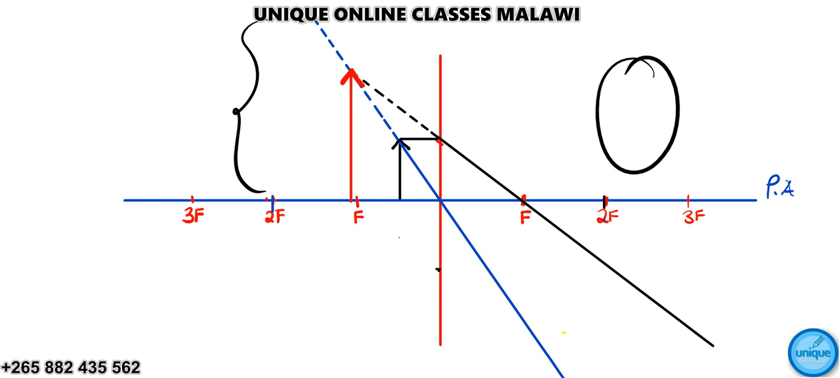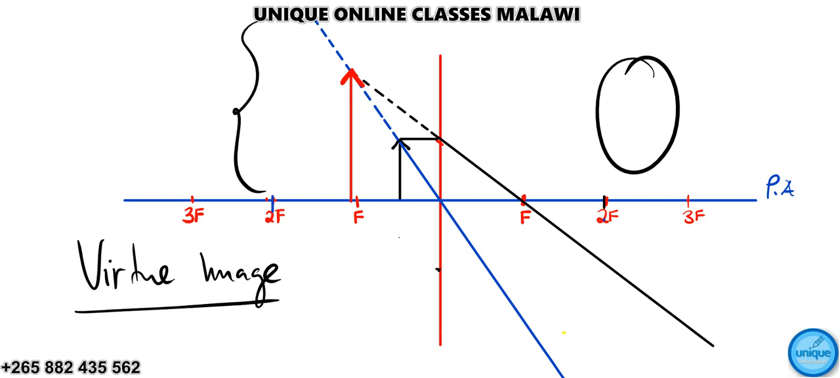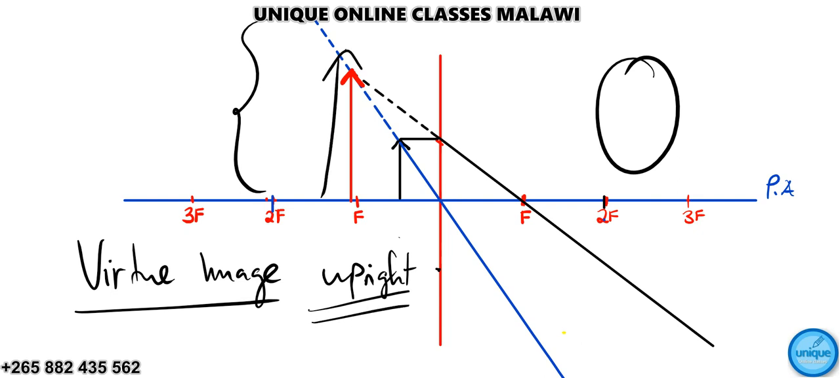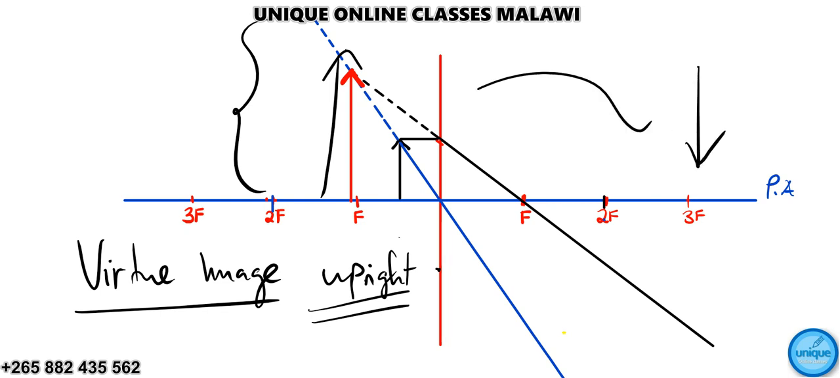The nature of that image is called virtual. It's a virtual image. A virtual image is the one which is not formed on the screen. It is also upright, not inverted. You can see it's upright. When an image is formed this side, it is upside down. So that's the thing about these things.